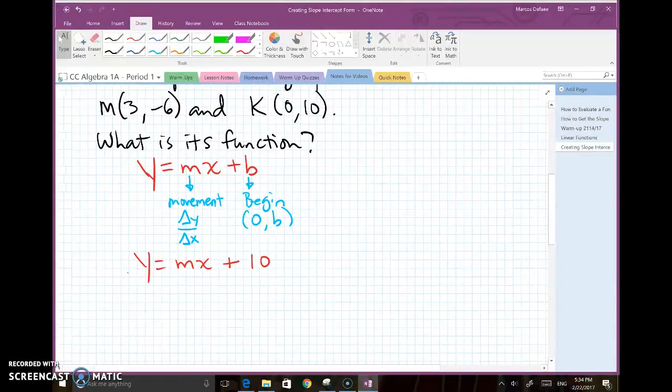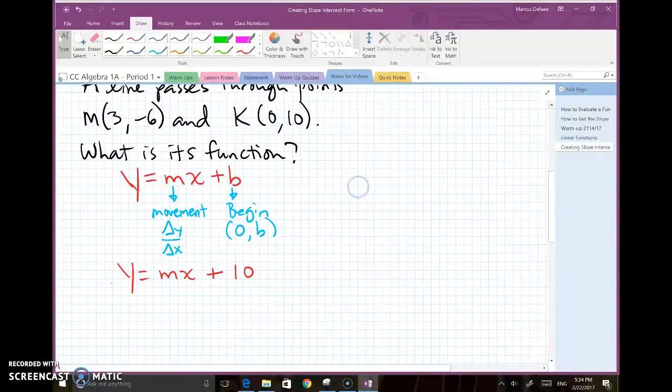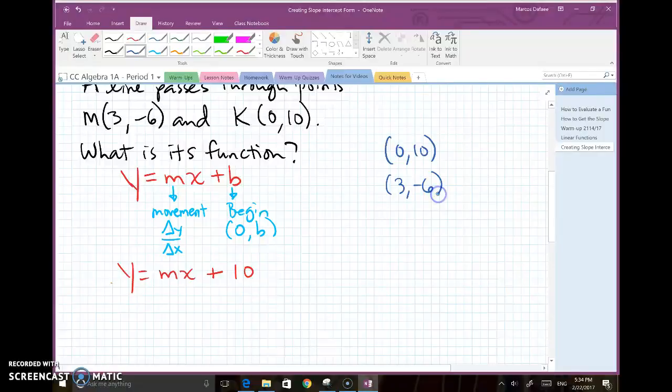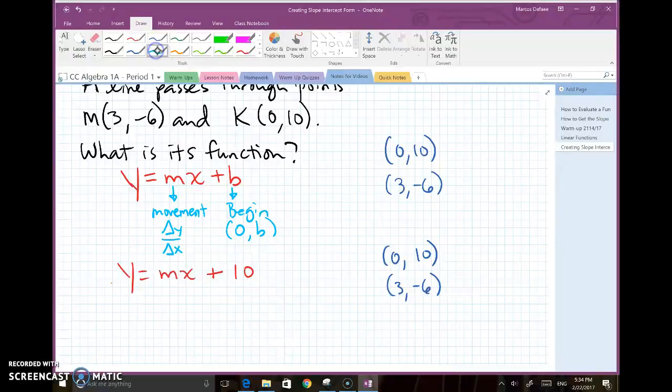Well, there are a couple ways to do this. And I want to set up the ordered pairs here at the side so that I can make a point about this. So we have 0, 10. And we also have 3, negative 6. And I'm going to set them up twice, and I'll show you why in just a moment. 3, negative 6.